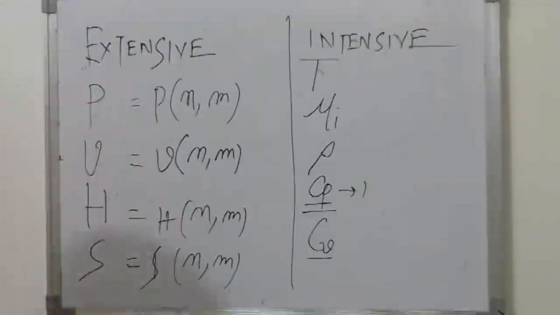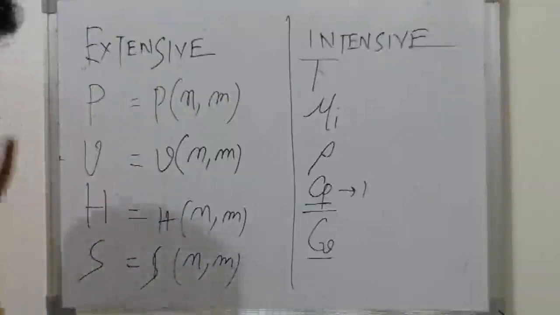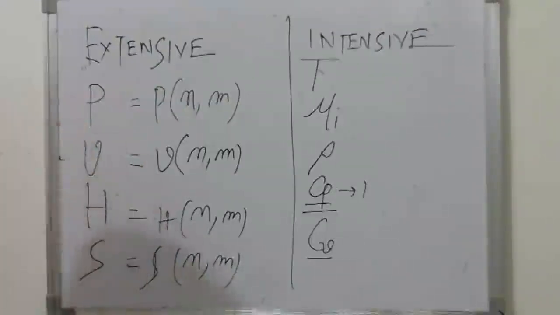So this is briefly about extensive and intensive properties in thermodynamics. So remember, anything dependent on mass or number of moles are extensive properties, and those which are not dependent on mass or number of moles are intensive properties, like temperature.